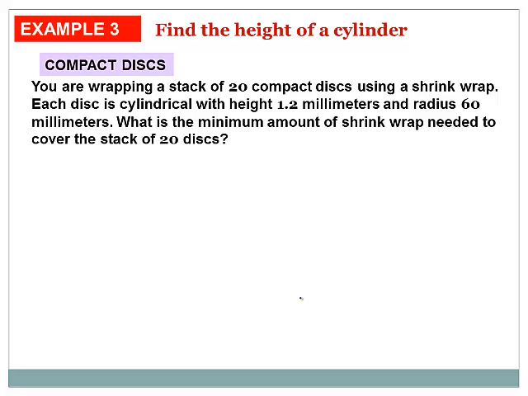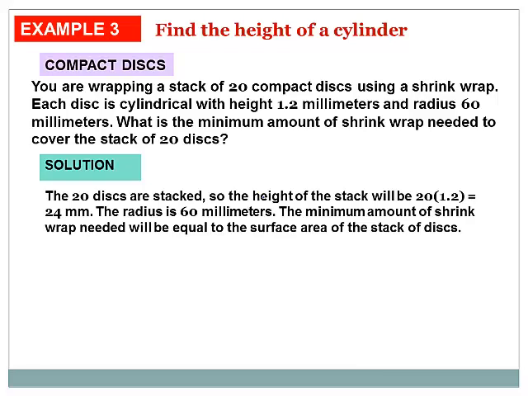Okay, so the next formula is finding the height of a cylinder. You are wrapping a stack of 20 compact discs using shrink wrap. Each disc is cylindrical with a height of 1.2 millimeters and a radius of 60 millimeters. What is the minimum amount of shrink wrap needed to cover the stack of 20 discs? Okay, so first things first, here's the solution.